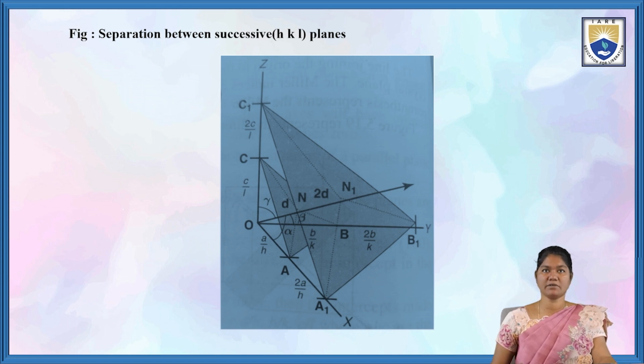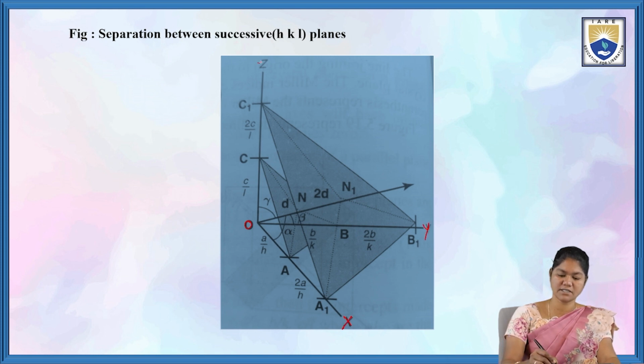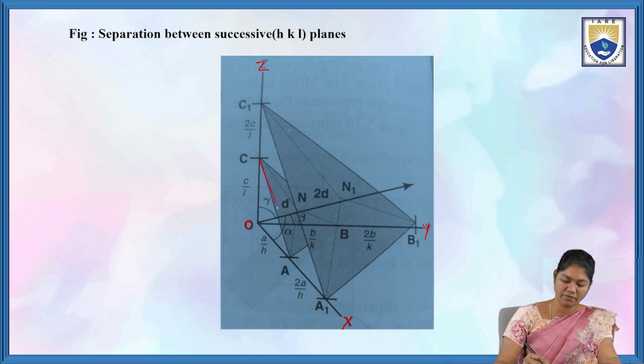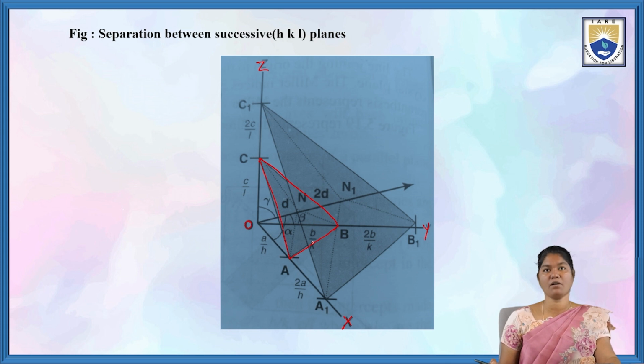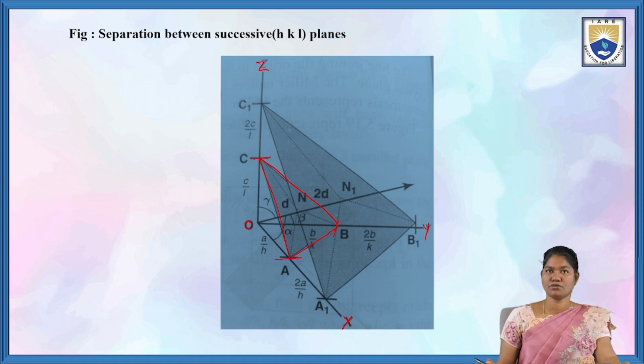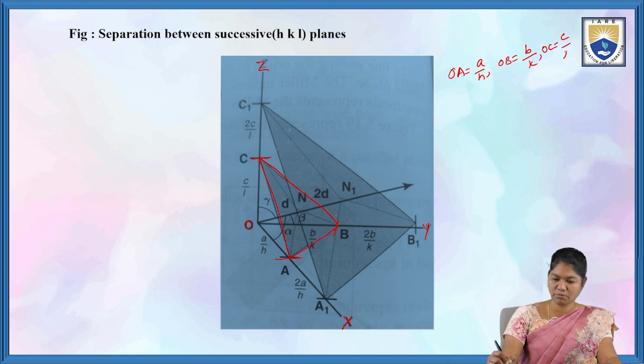So in this diagram here, O is the origin and X, Y, Z are the three crystallographic axes, and we have taken the first plane, the ABC plane. This plane is intercepting the three axes at A, B and C. So the lattice parameters are OA equal to a by h, OB equal to b by k, OC equal to c by l.